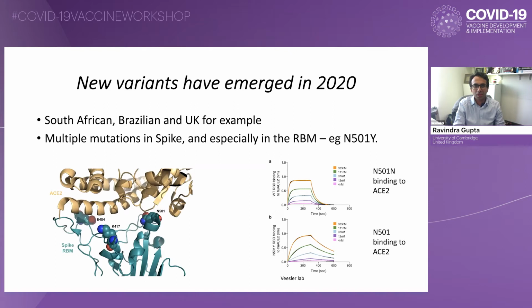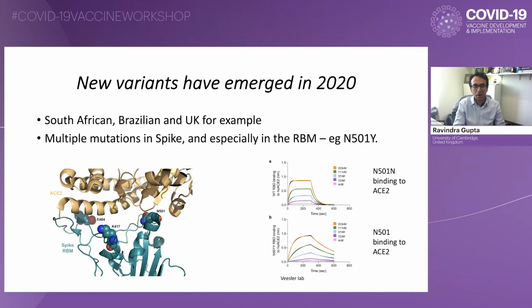So since the beginning of the SARS pandemic, we've noted emergence of variants towards the end of 2020. We now have three main new variants of SARS-CoV-2, the South African, Brazilian, and UK variants, otherwise known as 501Y V1, V2, and V3.